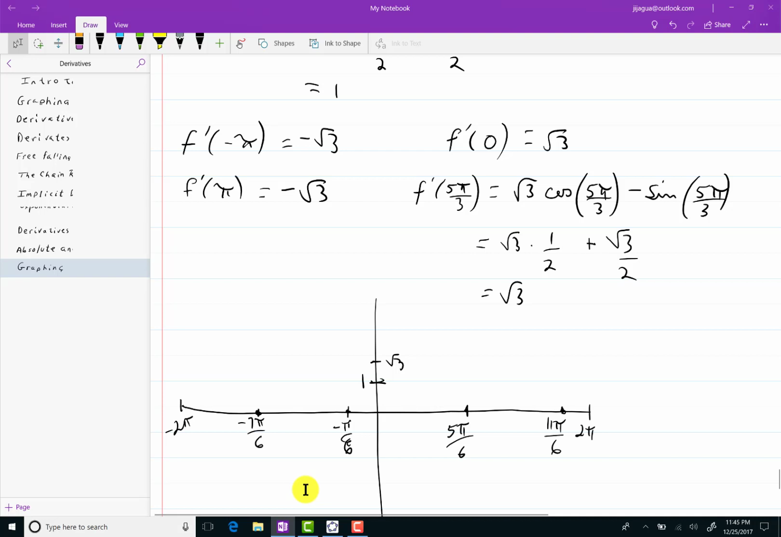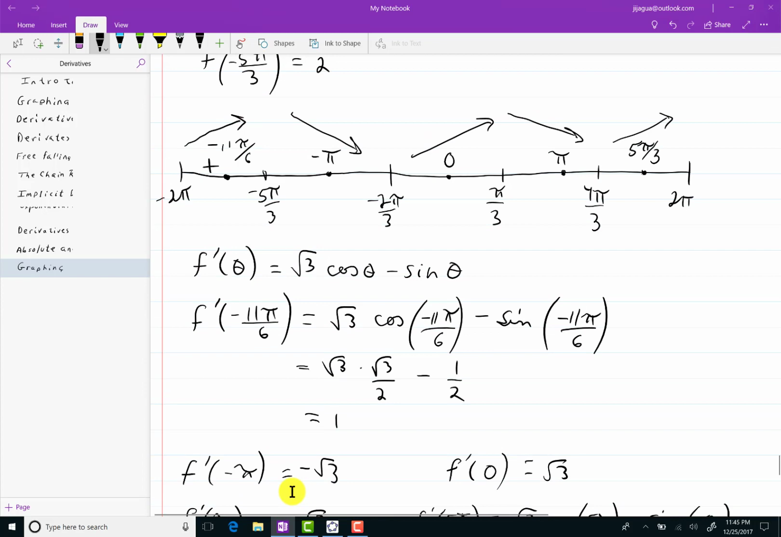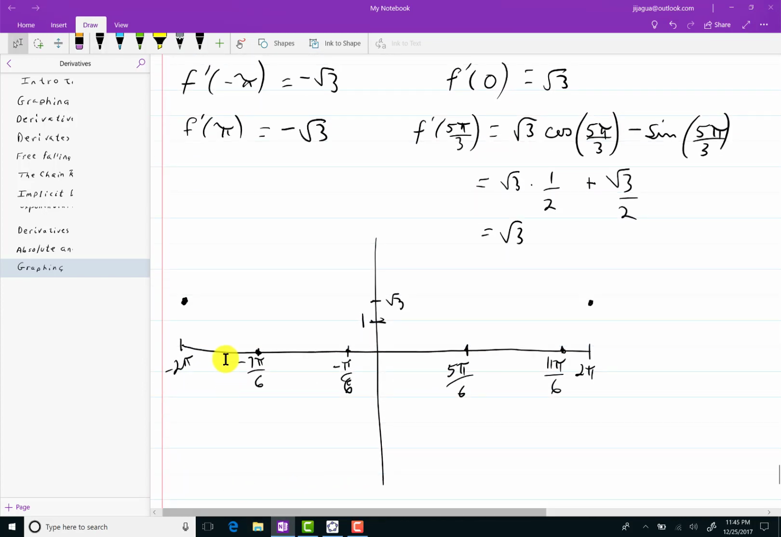So we have it increasing here. Let me put the endpoint in. That's it. Negative 2 pi, radical 3. And this one is at 2 pi, radical 3. Now let's throw in our derivative zeros. So I have negative 5 pi over 3. Negative pi over 3 is like negative 10 pi over 6. And this is like negative 12 pi over 6. So I know it's a little bit closer.